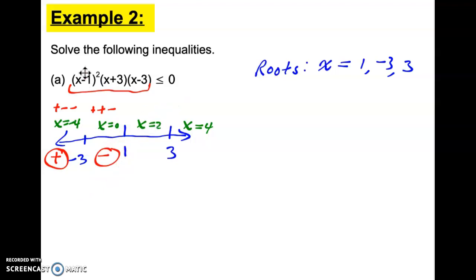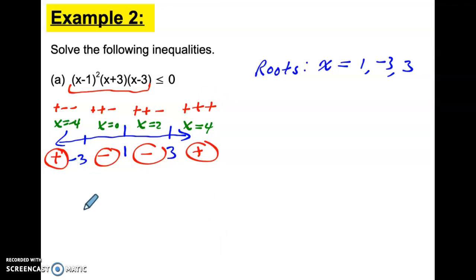And then doing it for the next one, plugging a 2 in there, we're squaring it, so it actually doesn't matter what it is, it's always going to be positive. Plugging a 2 into the next one, positive. Plugging 2 into the third one there, negative. My overall answer would be negative. Okay, and then for the last one, plugging in a 4, I would get positive, positive, positive. My overall answer is positive.